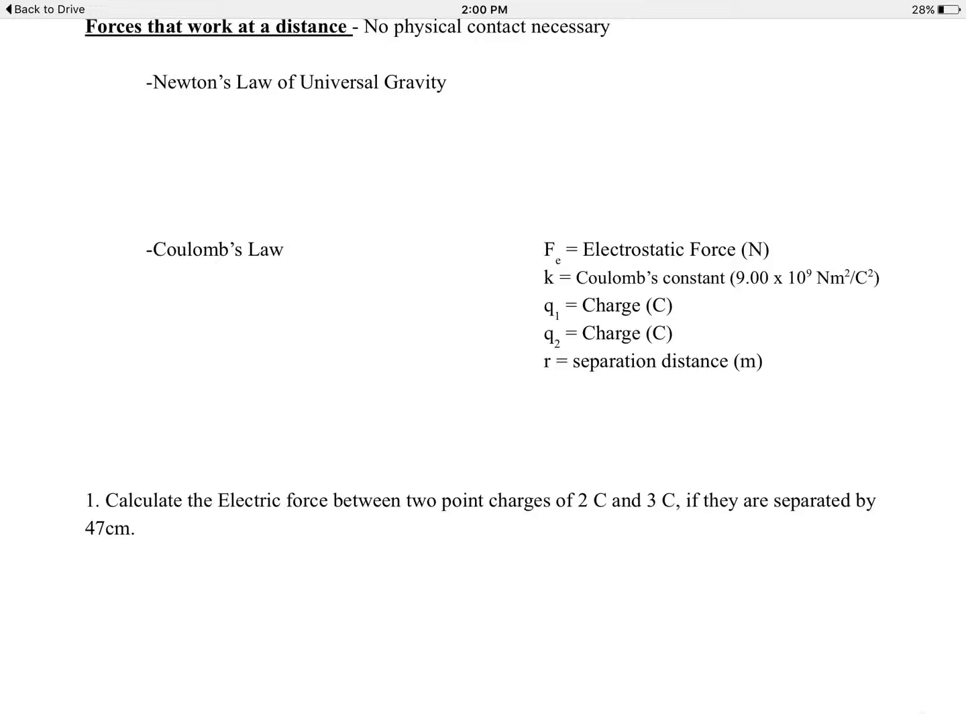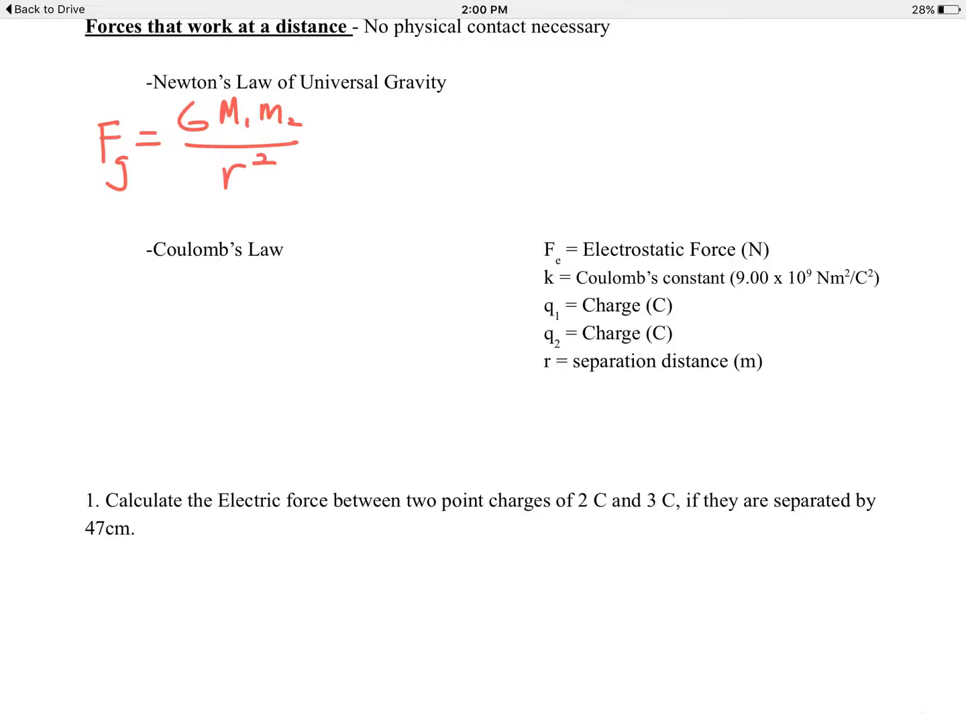Forces that work at a distance. Basically all four fundamental forces work at a distance. In other words, you don't need to be touching to have this force be active. For example, in Newton's law of universal gravity, just a quick review here, the force of gravity, F sub g, from last semester is capital G times mass number 1 times mass number 2, divided by r squared, the distance between their centers, squared. So that was a fundamental rule or law that Newton discovered.